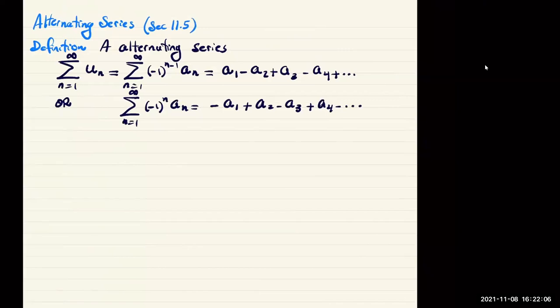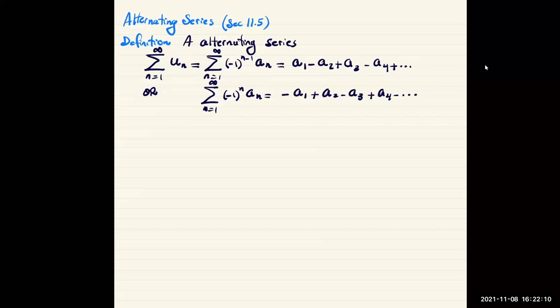But I refer to the nth term of an alternating series as u sub n. So when you see u sub n, it means that you have an alternating sequence. You have a -1 to the n or n minus 1 times some sequence.